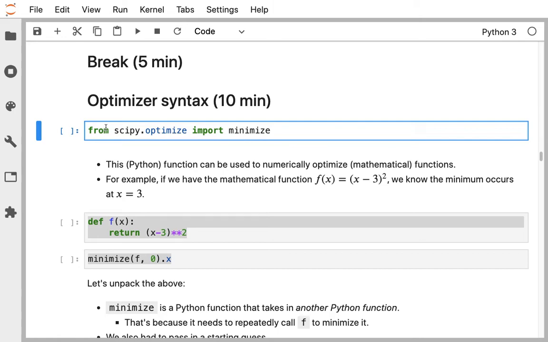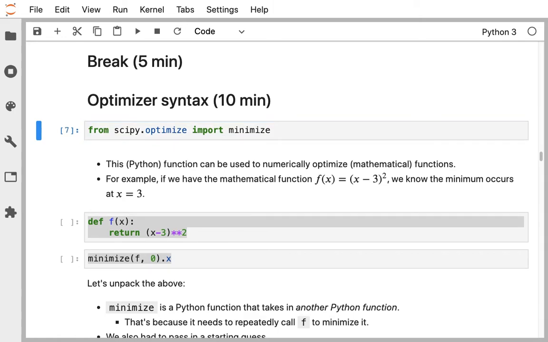Optimizer syntax. I wish I had talked about this earlier, maybe on Monday, because a lot of you were struggling Monday and Tuesday in lab with this, so let me try to rectify the situation as much as I can. I asked you to use this function called scipy.optimize.minimize, but I need to say more about what it actually does and how you use it.